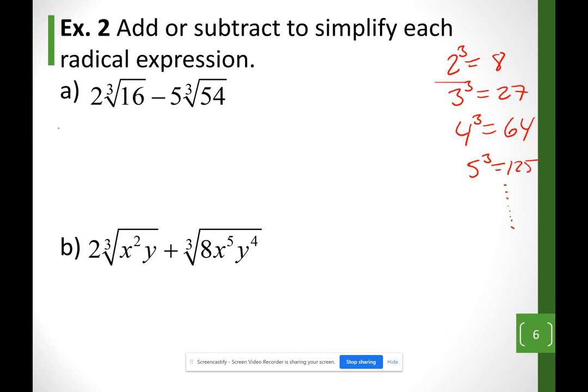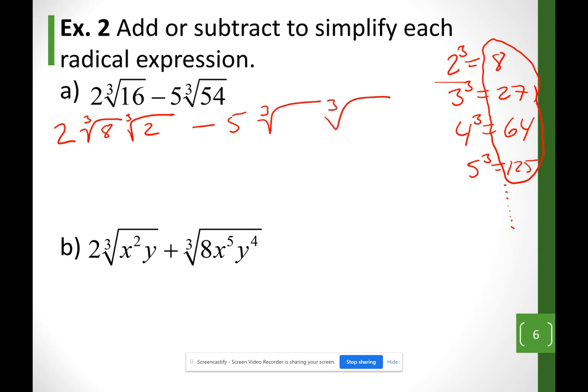So looking at the first radical, my 2 on the front, my radical, I'm going to break it into 2 radicals. Notice I did cube roots on both of them. I'm thinking 2 numbers that multiplied equals 16. One of them is from my list on the right. So I'm going to go 8 times 2. And I'm going to go minus 5. My radical 54, I'm going to break it into 2 radicals as well. Thinking 2 numbers that multiplied equals 54. One of my numbers is from the right. So I'm going to go 27 times 2.